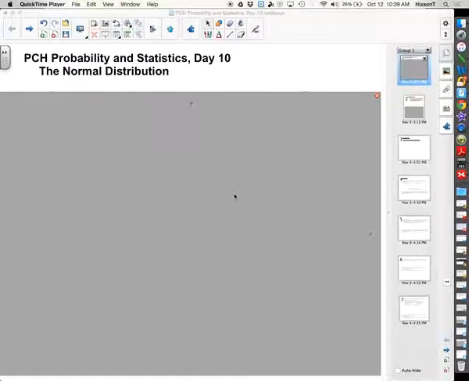So we're looking at our normal distribution, and I want to define what a normal distribution is. I'm going to show you a few related things that you won't necessarily have to know the technical details of, but I want you to see them. I want to talk about what the distribution is, and then also focus on how to use it specifically.